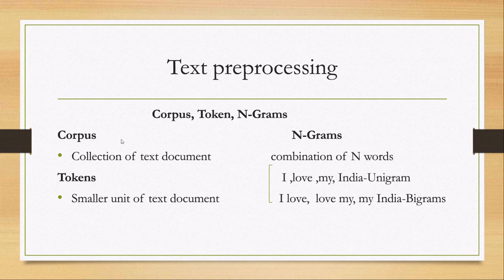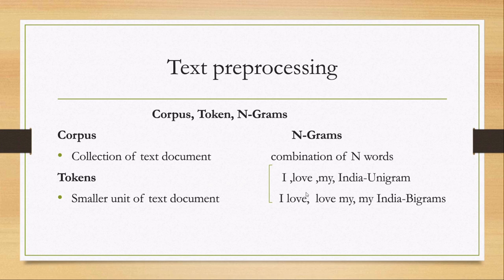Corpus is defined as a collection of text documents, for example a data set containing news. So basically a corpus consists of documents, a document consists of paragraphs, a paragraph consists of sentences, and the sentences consist of tokens. So a token is a smaller unit of a text document. It can be a word, phrase, or n-gram. An n-gram is a combination of n words together.